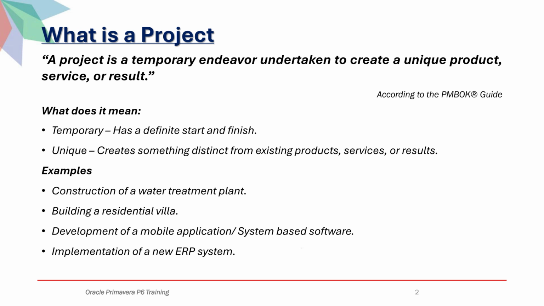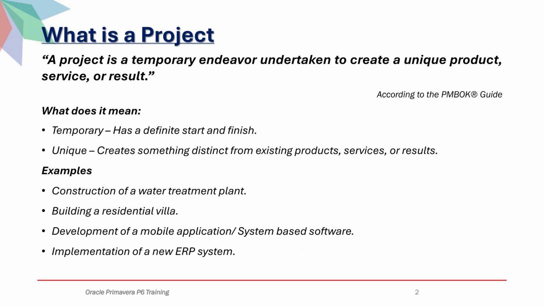The second one is unique product, service, or result. The word unique is often misunderstood. It does not mean that something has never been done before. A project is unique because it is performed under a unique set of circumstances such as different location, different client, different schedule, different team members, different requirements or specifications.